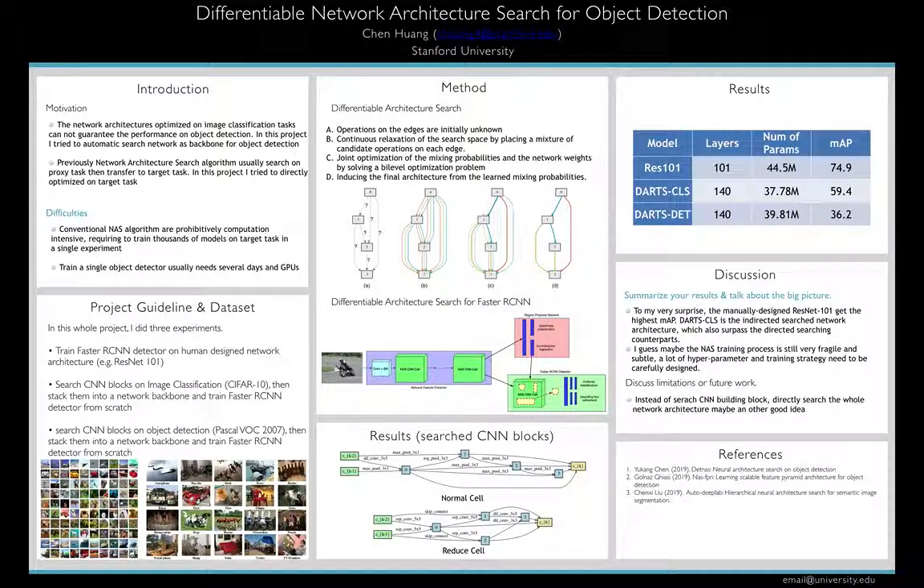But a network optimized for image classification cannot guarantee performance on object detection, because these two tasks are quite different. So in this project, I'm trying to use an automatic network search algorithm to search for a network for object detection. The second motivation is that all previous network architecture search or NAS algorithms only search on a proxy task and then transfer to the target task. So in this project, I'm trying to directly optimize on the target task.